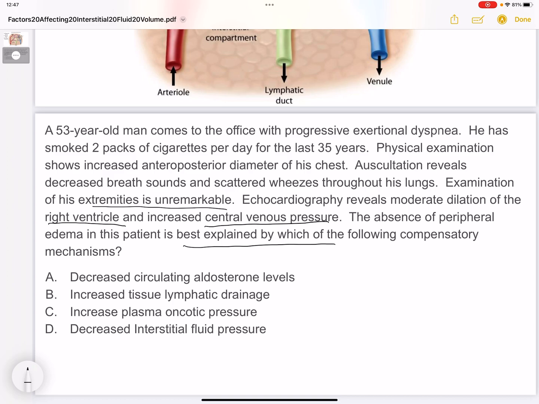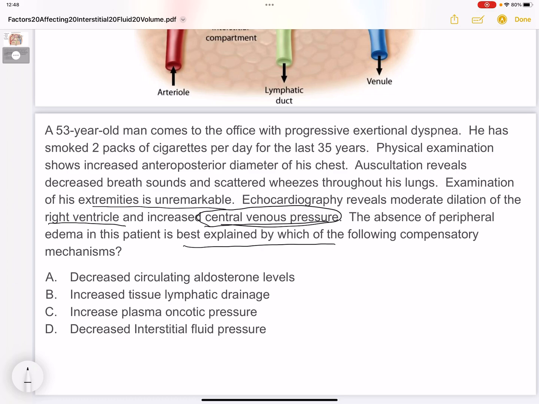Now, this patient has right-sided heart failure due to COPD, which is called cor pulmonale. With right-sided heart failure, what we get is this increase in central venous pressure, which is the pressure that is going to be building up close to the right atrium, so the blood returning to the heart.